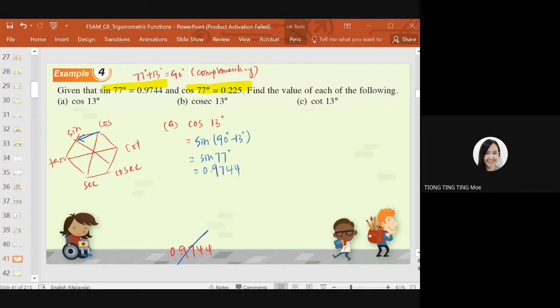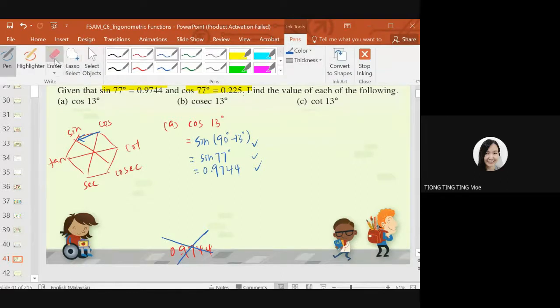0.9744. If you use a calculator to place it, although you get the same answer, 0 marks. Okay, because you didn't show the step. You must show the step, then you can gain the full marks. If you only use a calculator, there is not even 1 mark. Okay, understand? I'll let you try B.